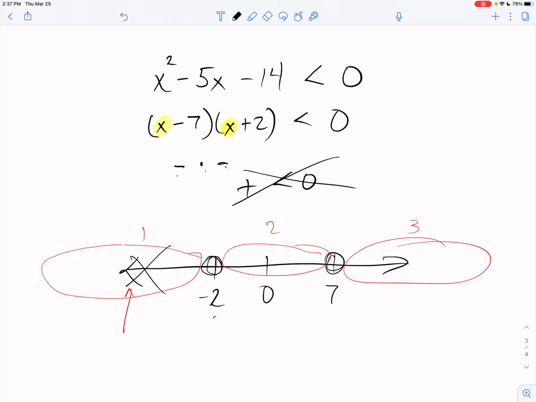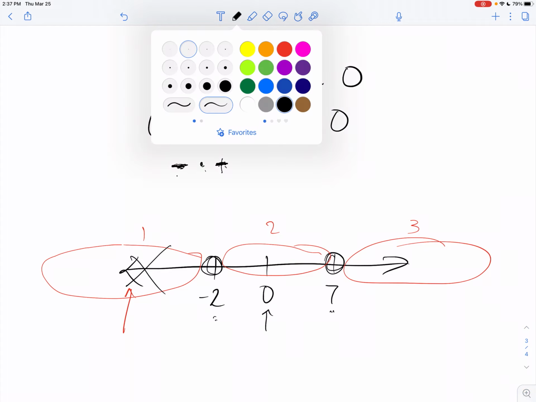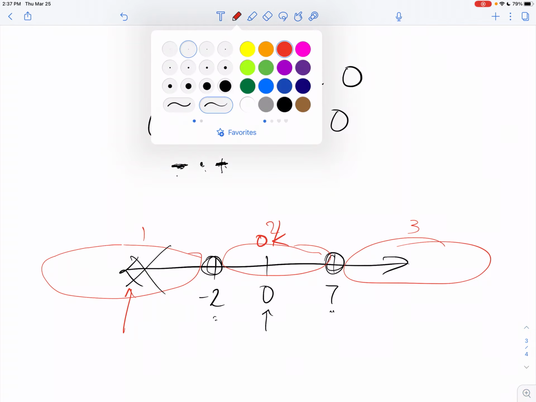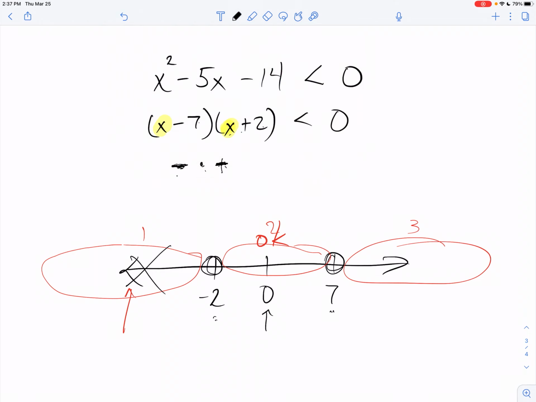Now, take a look between -2 and 7. I got my buddy 0, so I'm going to go back up here and put a 0 where the yellow is. If I put a 0 for x, 0 take away 7 is negative. But 0 plus 2 is now positive. What is a negative times a positive? It's negative. And negative stuff is always less than 0. It totally is. So this time, boom, I say this stuff in the middle is okay. It's bueno.